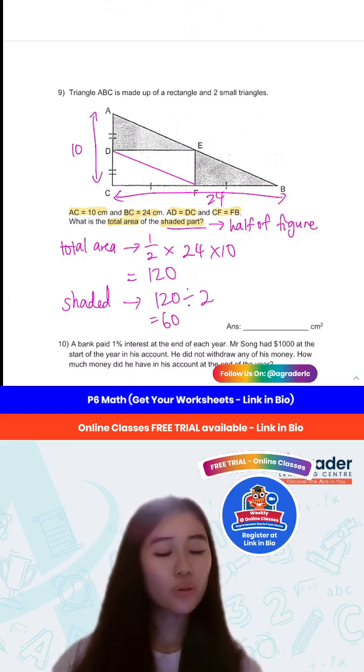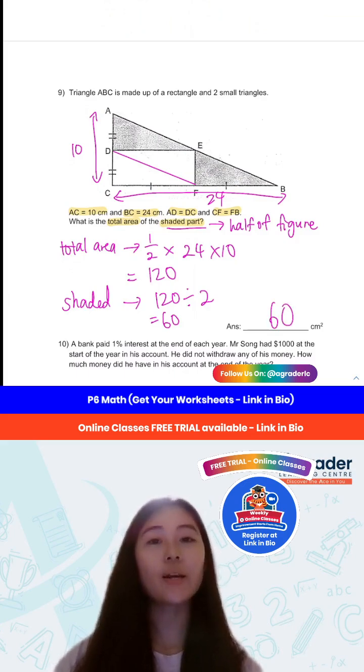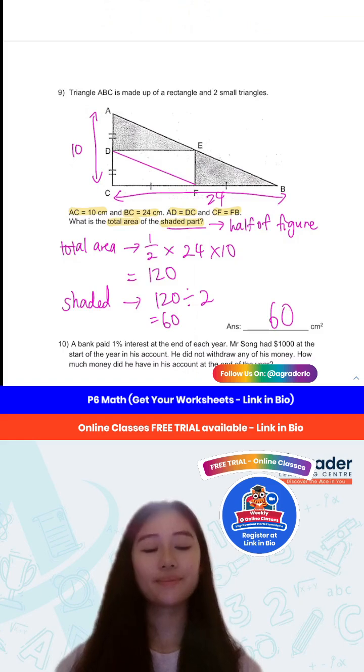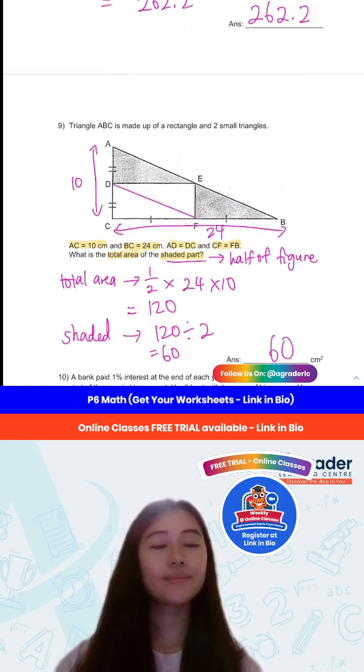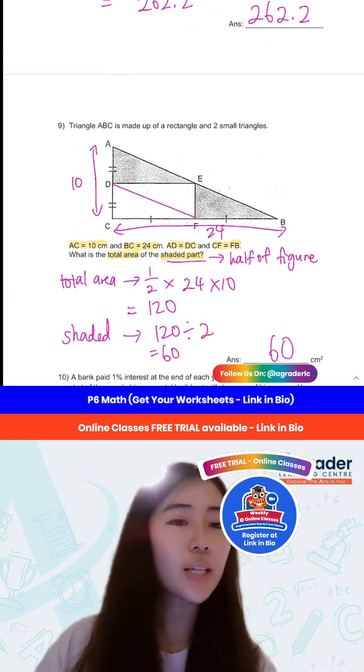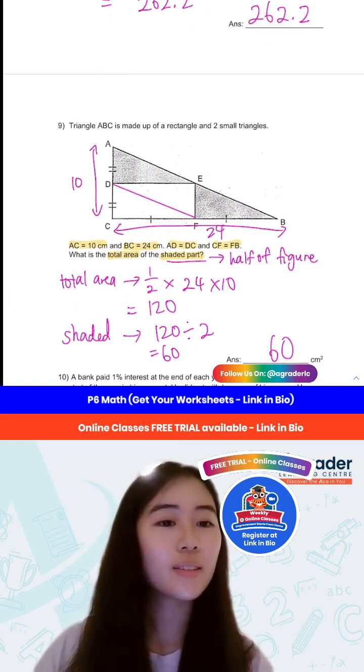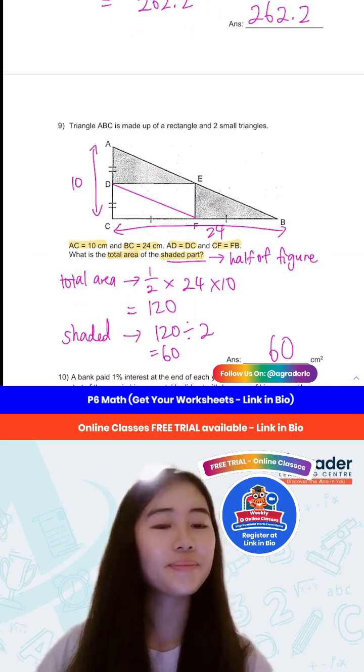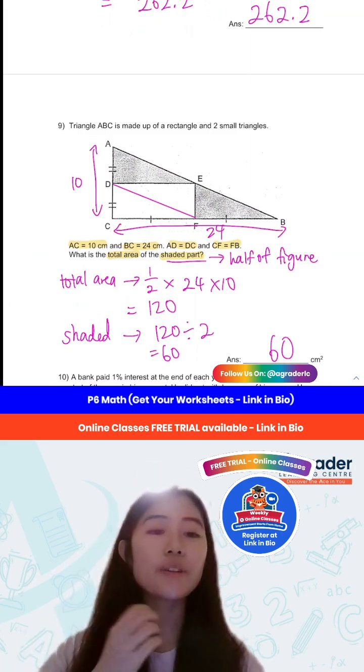Okay, so those of you who got 60 just now are correct. Very good. Did most of you get 60 just now? I think you guys did, right? 60. Yes, Yoon, 60 is correct.